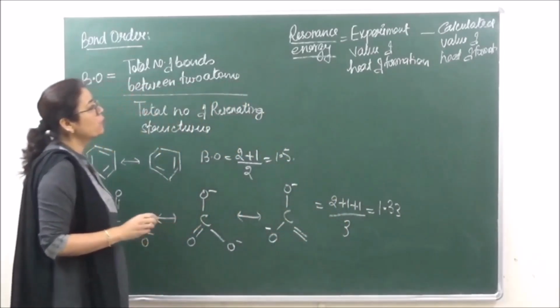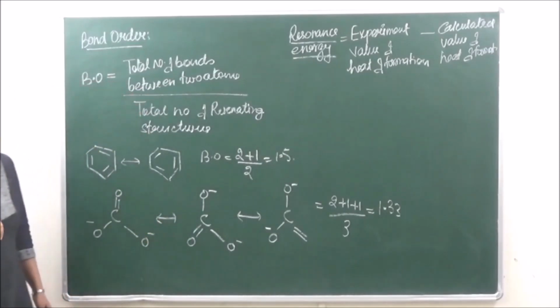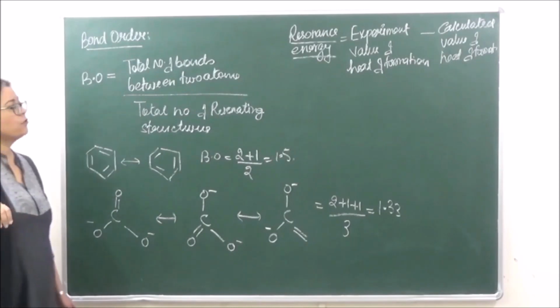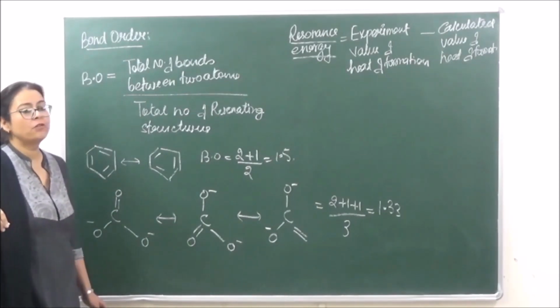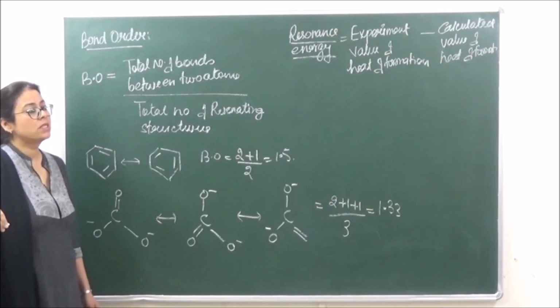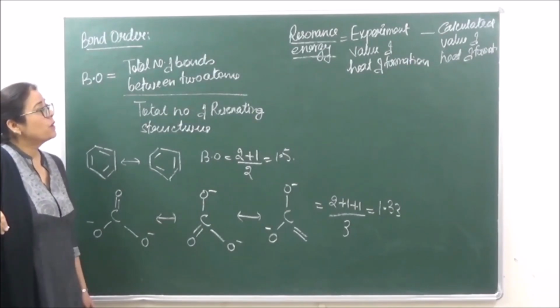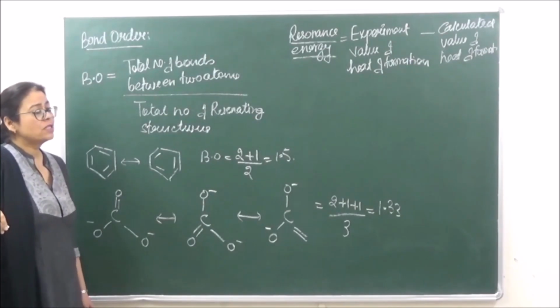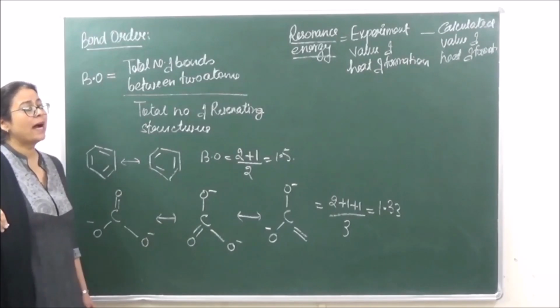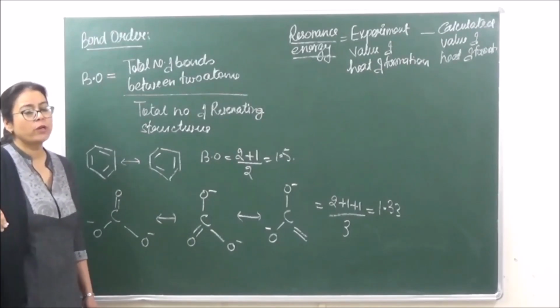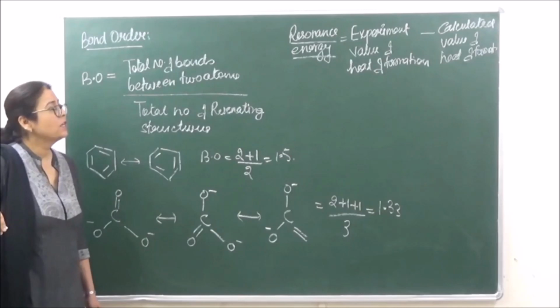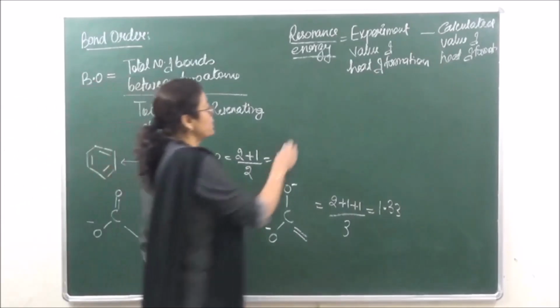ठीक है, so we are going to take the difference between the two. क्लियर हो गया? Experimental value of heat of formation and calculated value of heat of formation of the most stable resonating structure. You have to remember, if the resonance energy is high, then the stability is going to be less. ठीक है? So let's go on to the characteristics of resonance.